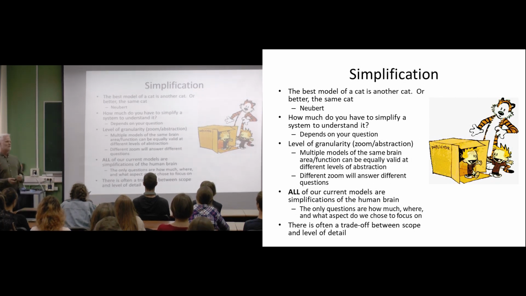The other thing about models, they don't have to be as complex as the system you're looking at. In fact, one of my favorite quotes is by Norbert: the best model of a cat is another cat, or even better, the same cat.